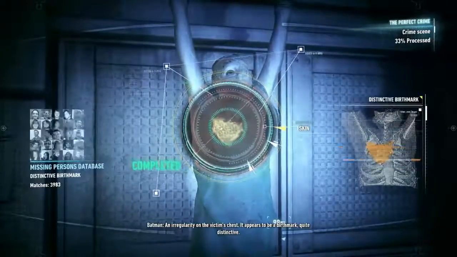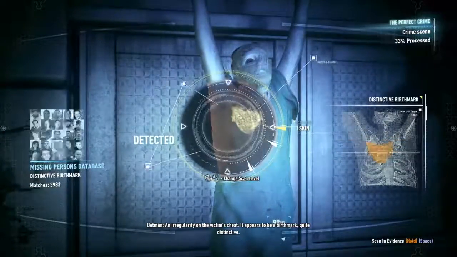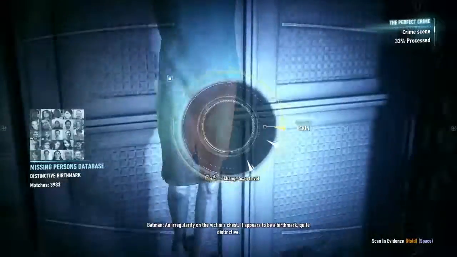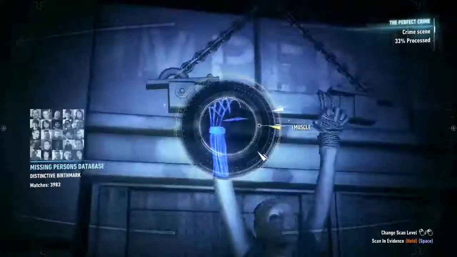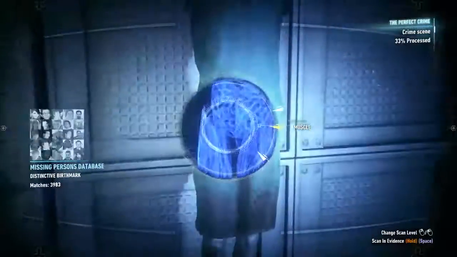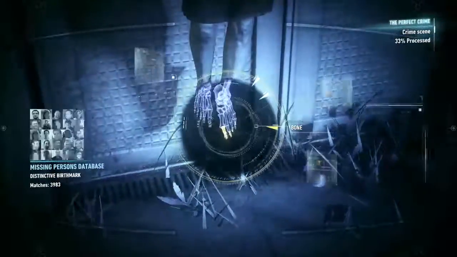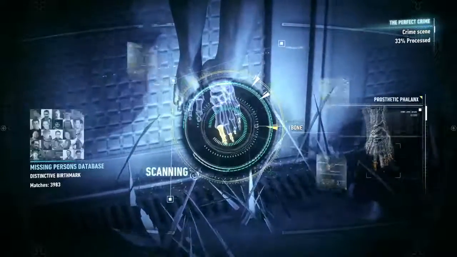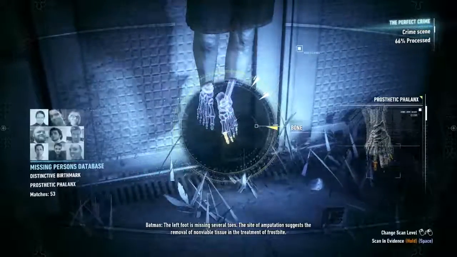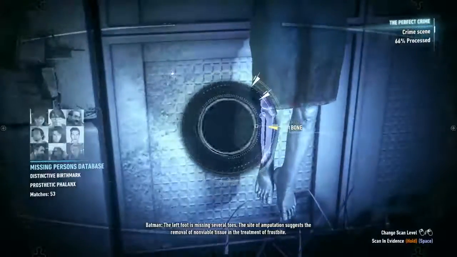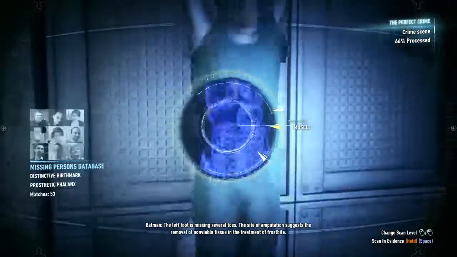An irregularity on the victim's chest. It appears to be a birthmark, quite distinctive. The left foot is missing several toes. The site of amputation suggests the removal of non-viable tissue in the treatment of frostbite.